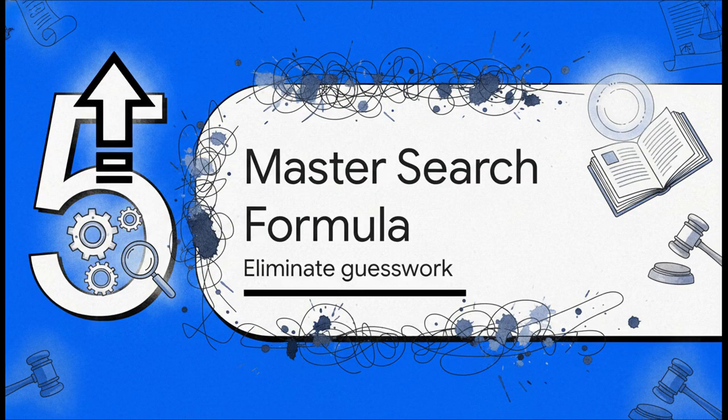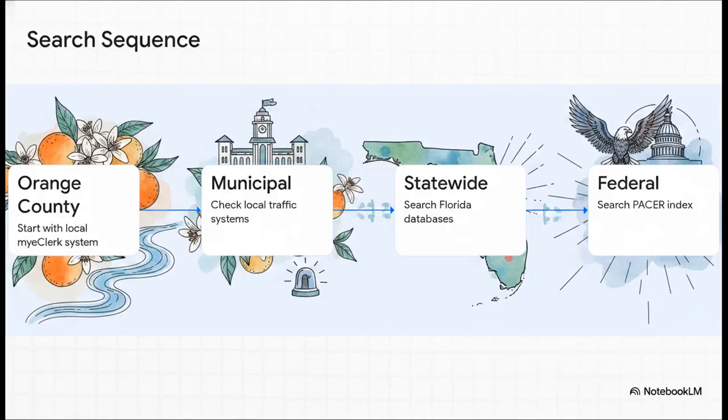All right, here is where it gets really good. Section 5, Master the Search Formula. Let's put all this into a definitive step-by-step sequence to stop the frustrating guesswork. If you don't know exactly where a case is filed, use this exact order. First, start with the Orange County Court records, that MyClerk system, because statistically, that's where most cases live.